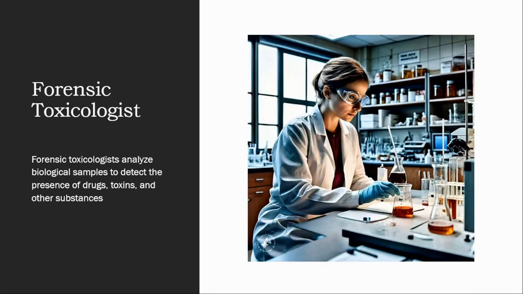Now, we will discuss the role of forensic science in forensic toxicology, the types of biological samples, and the techniques used by forensic toxicologists to analyze the samples. Forensic toxicology is the analysis of biological samples to detect the presence of drugs, toxins, and other substances. It's a crucial tool in criminal investigations, helping to solve cases involving poisoning, drug use, and even deaths.